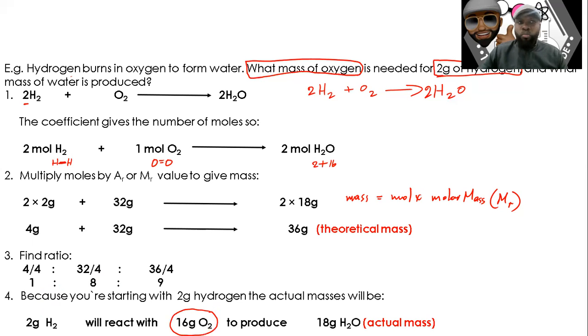Okay, and what mass of water is produced? Well, I look at my ratio of reacting masses again. I know that whatever my hydrogen is, my water will always be 9 times it. So what is 9 times 2? Because my hydrogen is 2 grams. So 9 times 2 will be 18. So that's why I've got 18 grams of water being produced there.